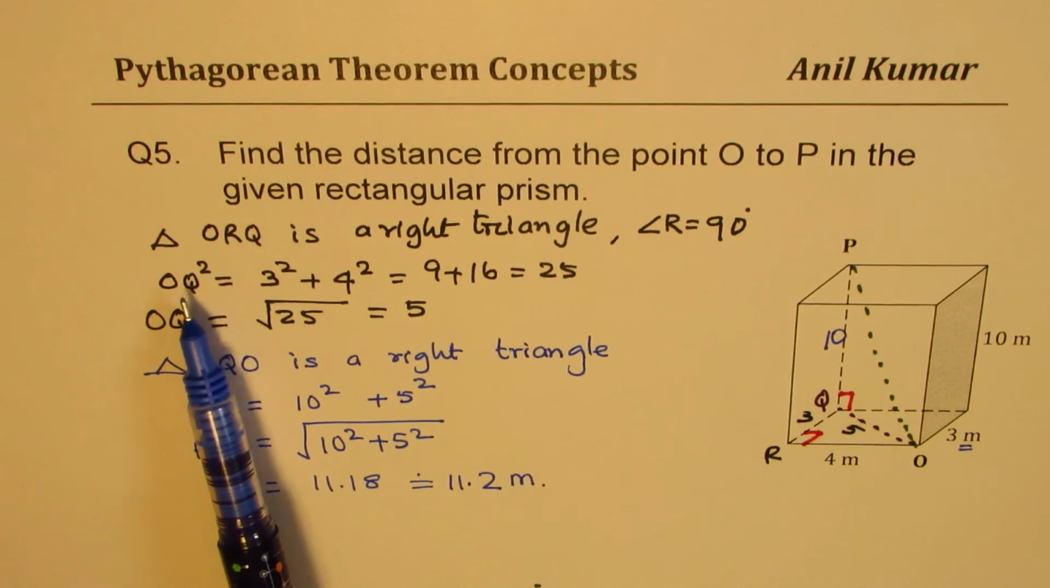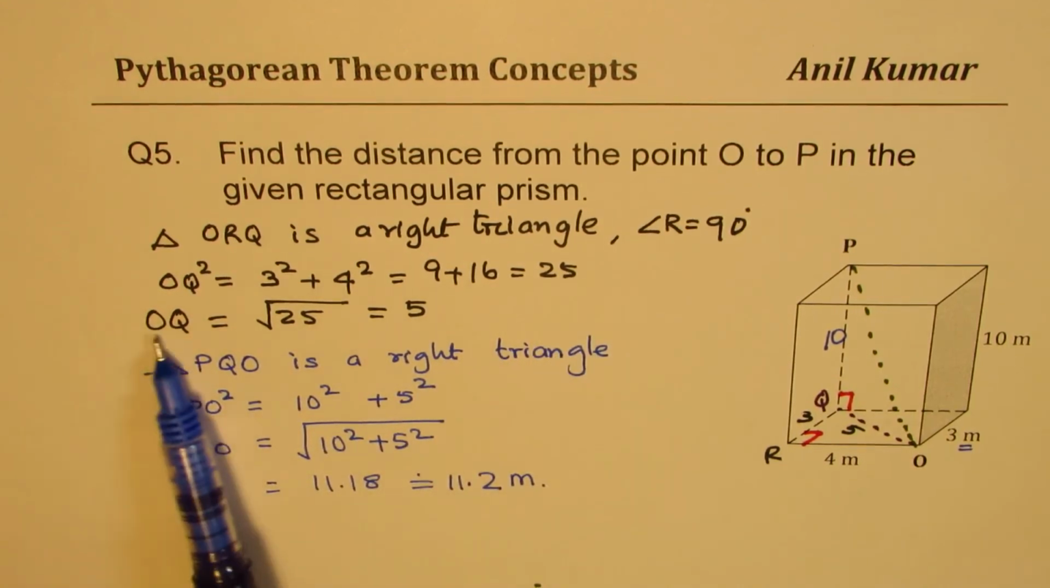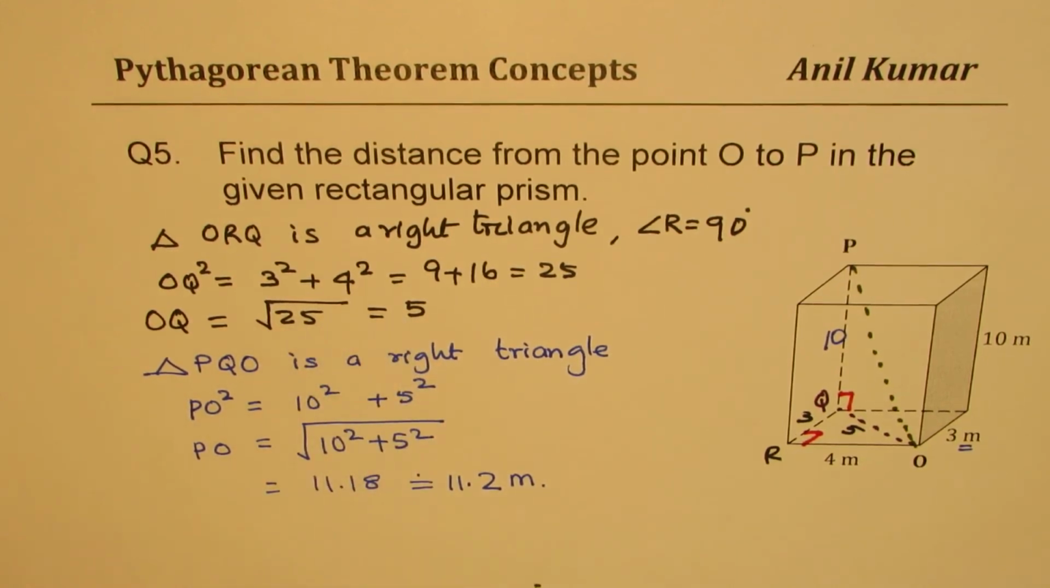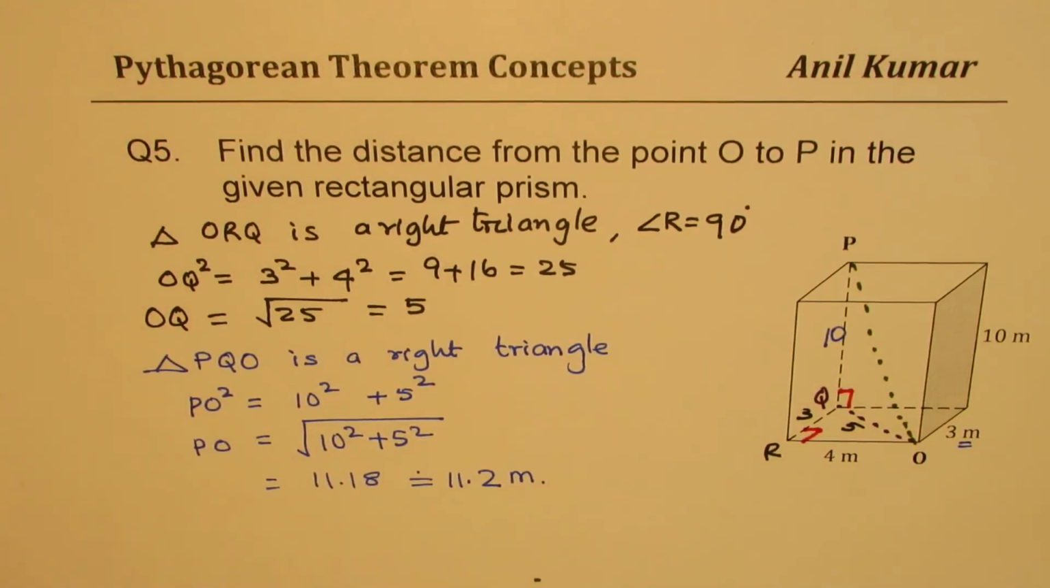So OQ square was 25. OQ will be square root of 25, which is 5. 5 times 5 is 25. That is how you get that. So that brings us to the end of part 2. We had question number 4 and 5, which are application of Pythagorean theorem. The calculations involved might be difficult for you to begin with.